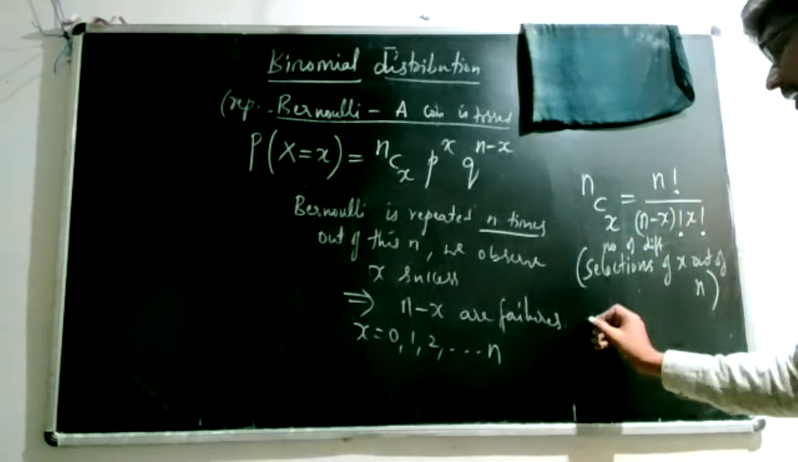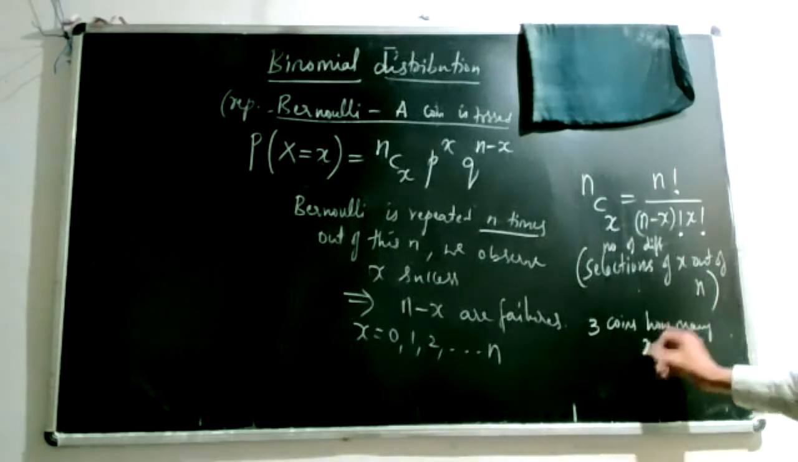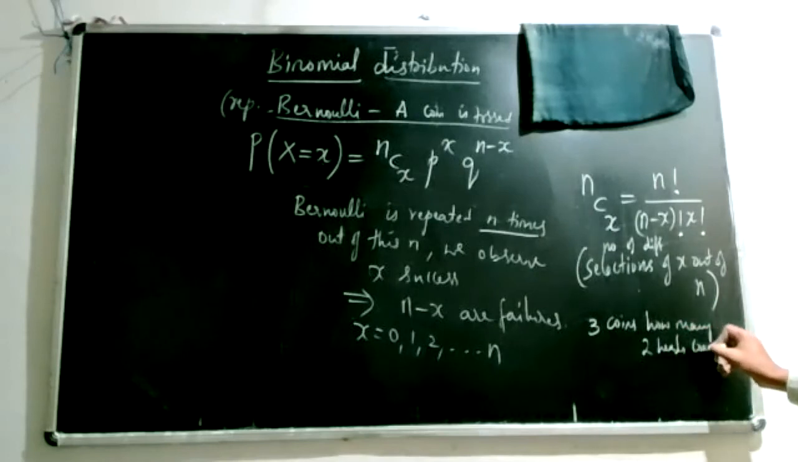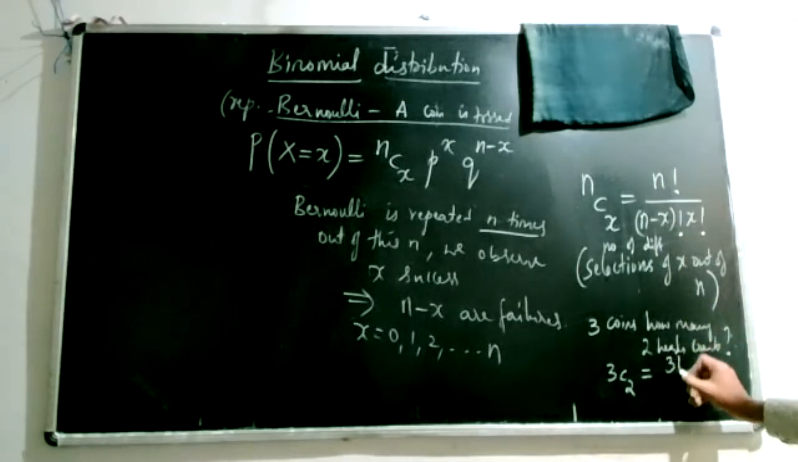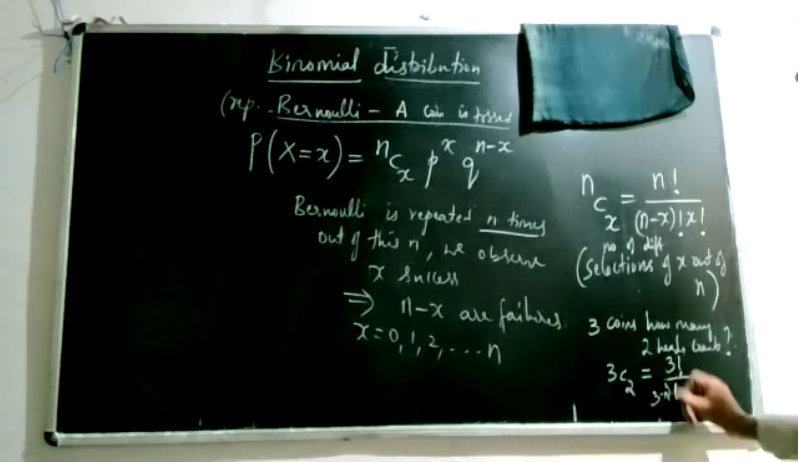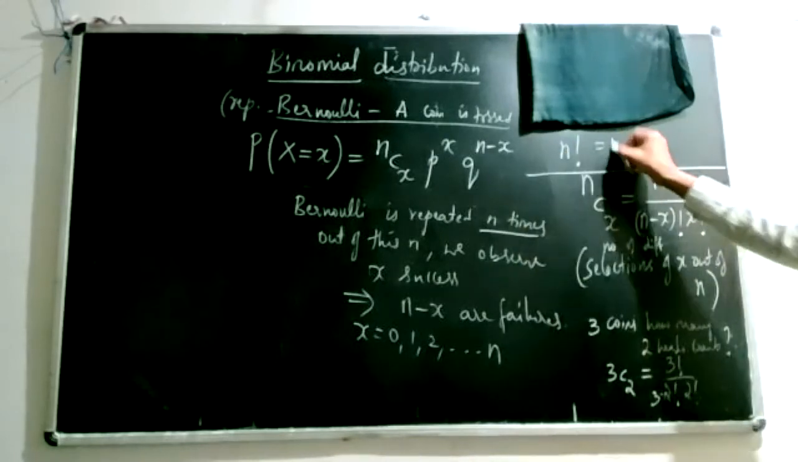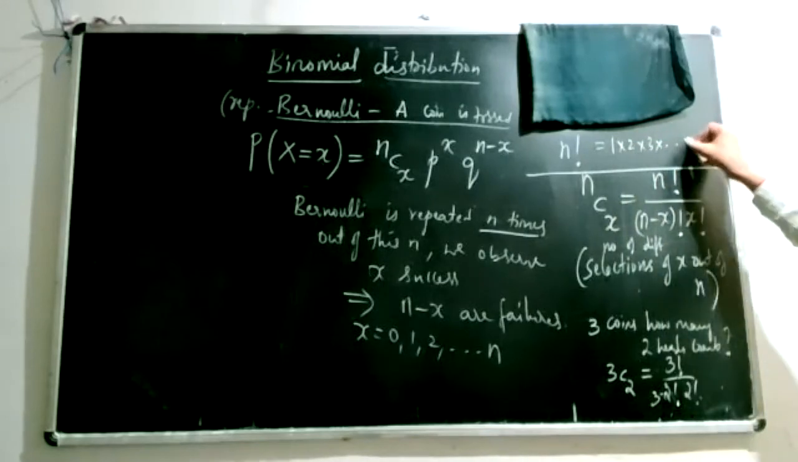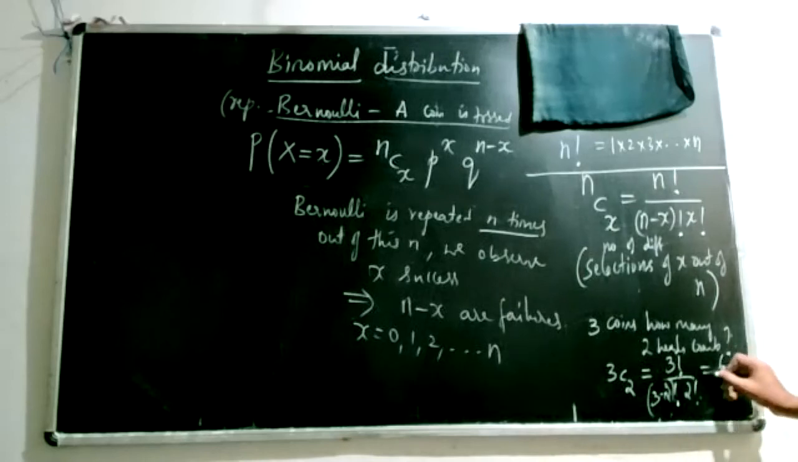So simply to understand, I toss 3 coins. How many 2-head combinations can occur? If you have this question, the answer is 3C2, which is 3 factorial divided by (3 minus 2) factorial and 2 factorial. And you know the factorial of a number, right? Any factorial is the product of the numbers from 1 up to the value n. So I have 3 factorial, 3 into 2 into 1, which is 6. 3 minus 2 is 1, 1 factorial is 1, 2 factorial is 2. I'll get 6 by 2, which is equal to 3.